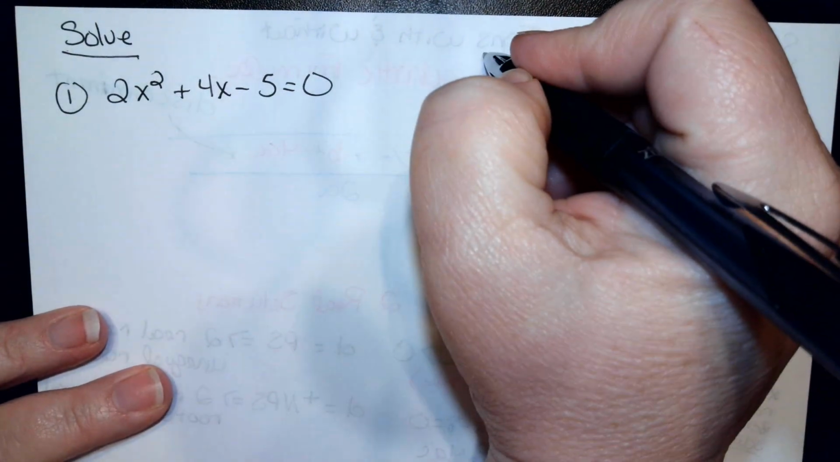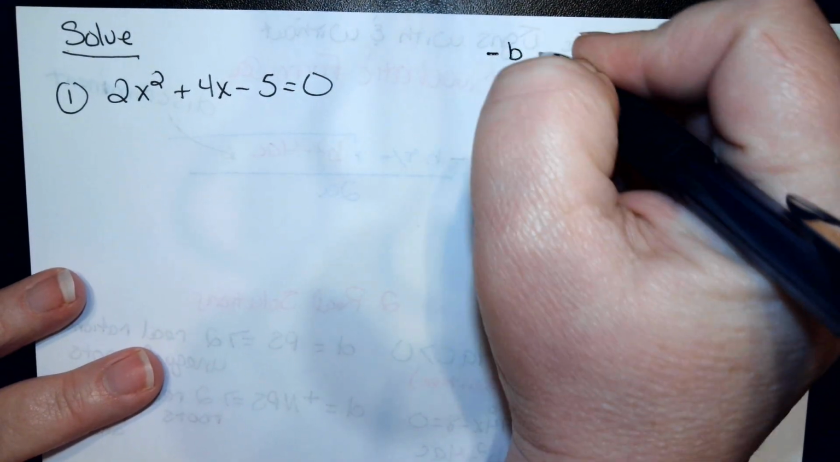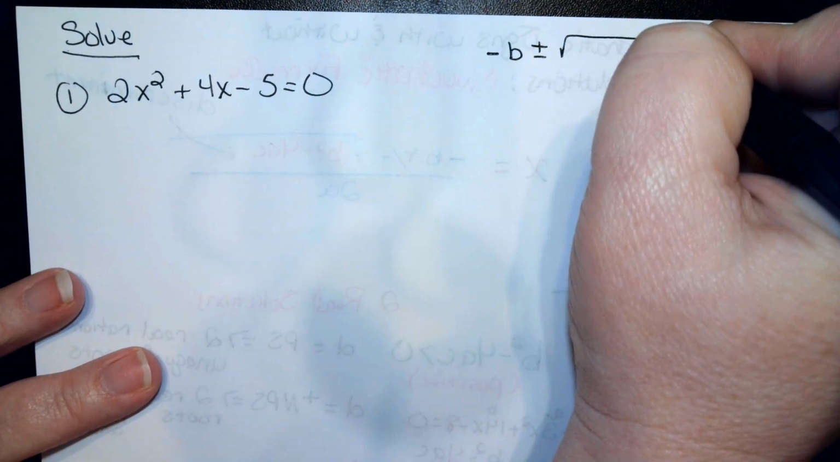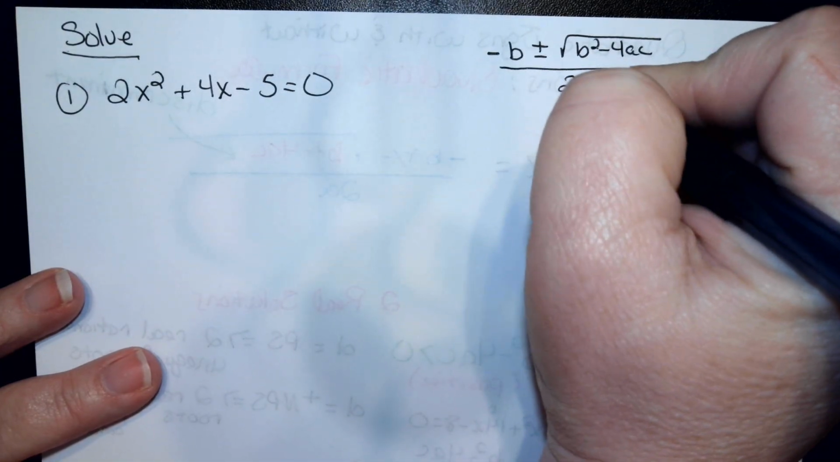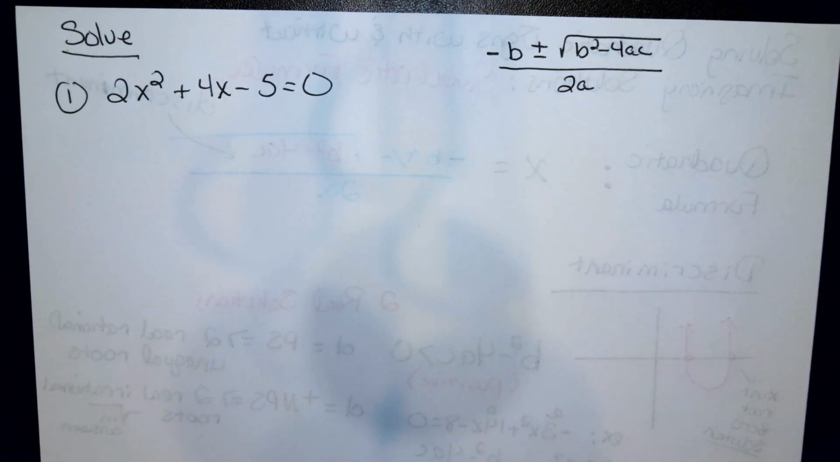All right, so as you're copying that down, I'm just going to rewrite the formula. Negative b plus or minus square root b squared minus 4ac all over 2a. And no, I did not sing that as a lullaby to my children when they were babies. Because if you notice, it's actually to the theme of Frère Jacques. Negative b, plus or minus square root, b squared minus 4ac, all over 2a.